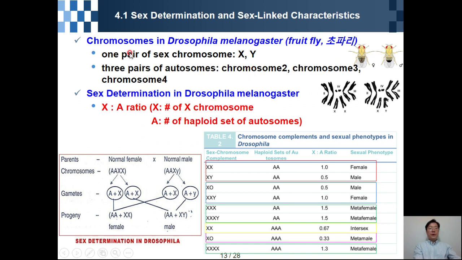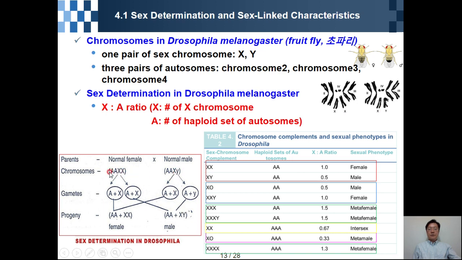They also have one pair of sex chromosomes like human, X and Y. And they have three pairs of autosomes. Autosome means 상염색체. Sex chromosome means 성염색체. They have three pairs: chromosome 2, chromosome 3, and chromosome 4. Like human, XX means female, and XY is male, like this.